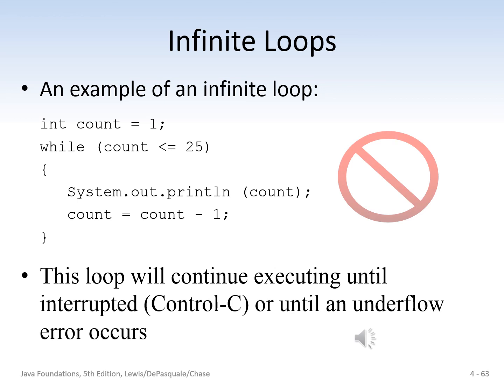A classic example of an infinite loop. While count is less than or equal to 25, well, count starts at 1 and then decrements within the loop. So it's always moving in a negative direction. It will never approach 25, the boundary condition.